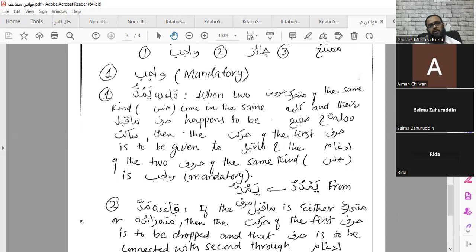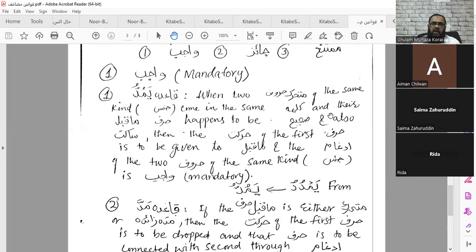Yamuddu. Actually, it was yamdudu. Madada yamdudu, bab nasara yansuru. Now, idgham over here is to be done in a mandatory manner. From yamdudu, it should be yamuddu. So when two mutaharrik huruf of the same kind, meaning the same jins, come in the same kalima, and their maqabal harf happens to be sahih and also sakin, remember the conditions.